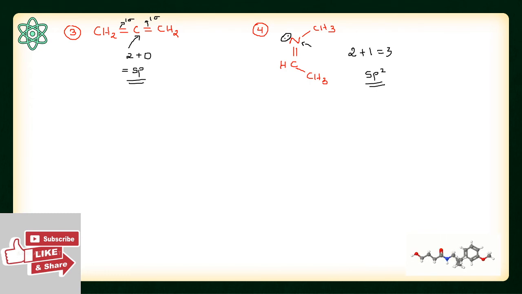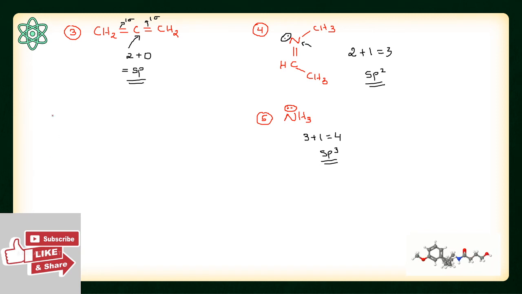Now, fifth question. This is a very simple question again. You are taking NH3. Now in NH3, remember there is a lone pair on nitrogen, and therefore hybridization will be sp3. Am I right? There are three sigma bonds, 3 plus 1 lone pair, therefore 4, and the hybridization is equal to sp3.